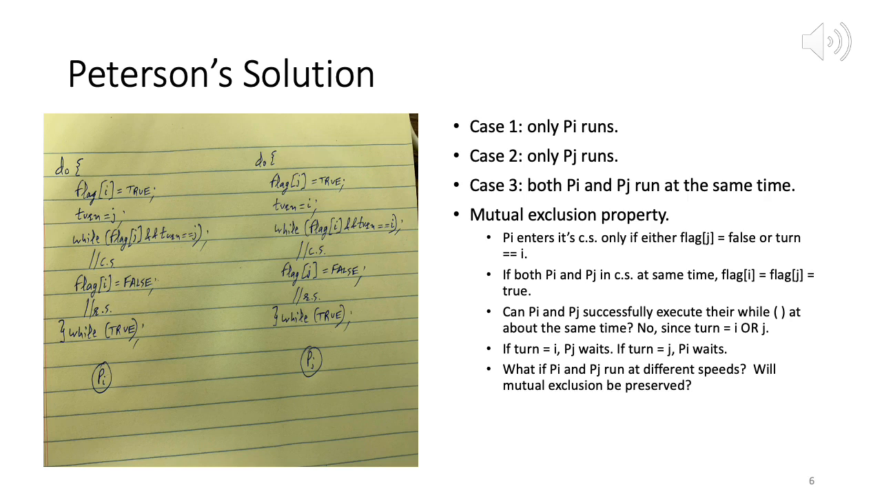Pj again is the same, it's a mirror image, similar logic holds. Now only Pj runs. So flag j is true, of course, turn is equal to I. Now flag I will be false, Pi is not running at all. So it enters its critical section, gets out, sets flag j as false, remainder section, gets out. So what we can see here is when we have sequential execution or only one of them is running, there are no issues.